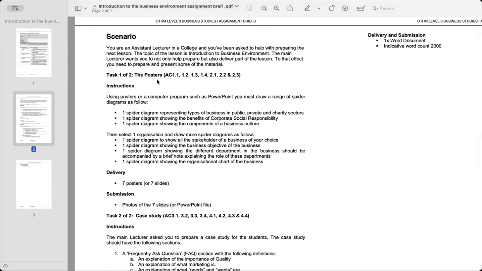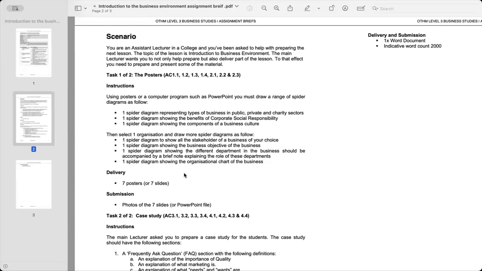For this task, you need to visit chapter 1 and sessions 1 and 2. So using poster or computer programs such as PowerPoint, you may draw a range of spider diagrams as follows, representing types of business, benefits of corporate social responsibility, and components of a business culture. Then stakeholders of business, you remember we discussed. I will quickly go through one by one in a minute. Then objectives of the business, and the different departments of the business, which should be accompanied by a brief note explaining the role of these departments, and one spider diagram showing the organizational chart of the business. That is 7 posters or 7 slides.